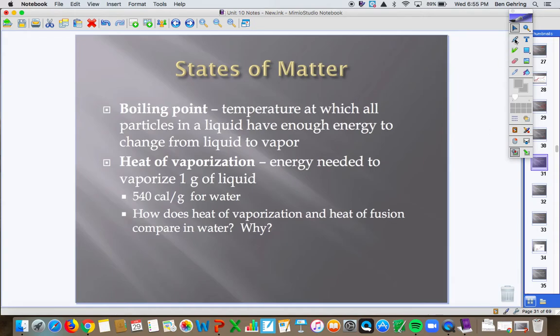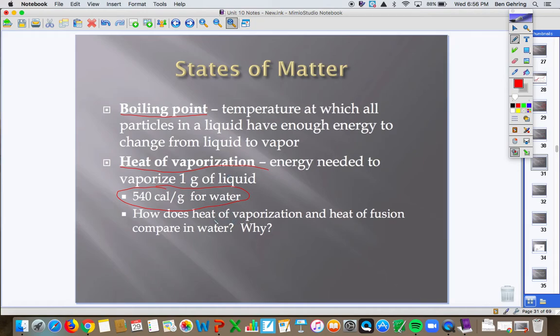Moving forward, so we did freezing and melting. On the other side, we have boiling point. This is the point at which all your particles in a liquid have enough energy to change from a liquid to a gas. This is when your water boils and becomes water vapor. To do this, instead of heat of fusion, we have what's called the heat of vaporization, which is the energy needed to vaporize 1 gram of liquid. This is 540 calories per gram for water.